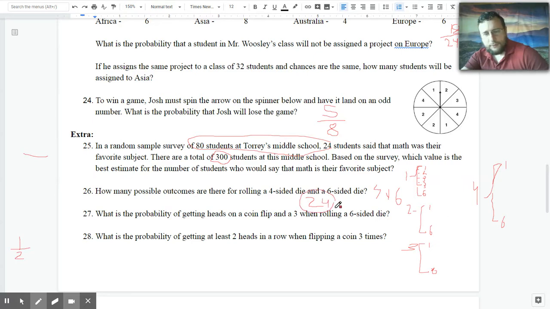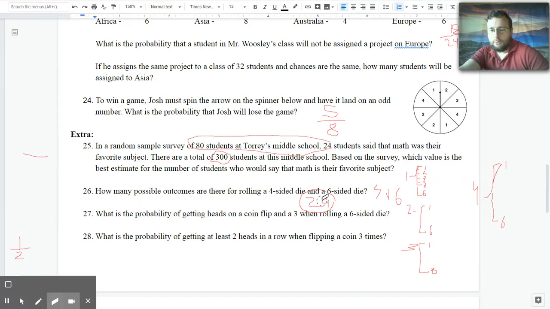Remember, the way to figure out possible outcomes is just multiplying the number of outcomes of each situation by each other. Or you can make a list and count, which is either way works. Now, what is the probability of getting heads on a coin flip and then rolling a 3 when rolling a 6-sided die? Again, we can do this by listing. So let's try to do that.